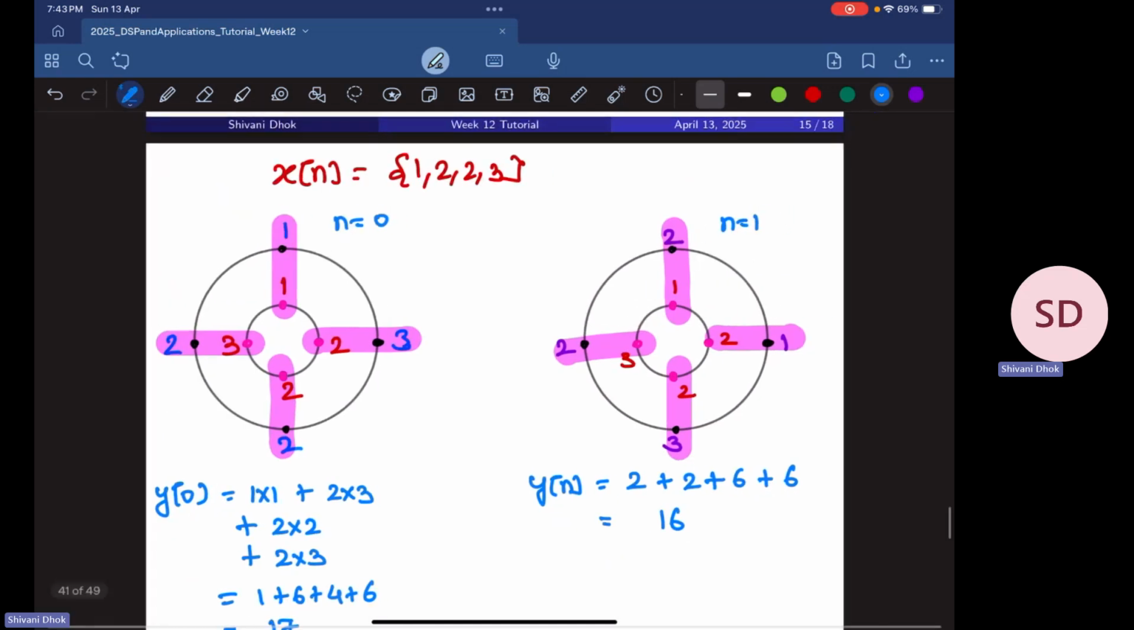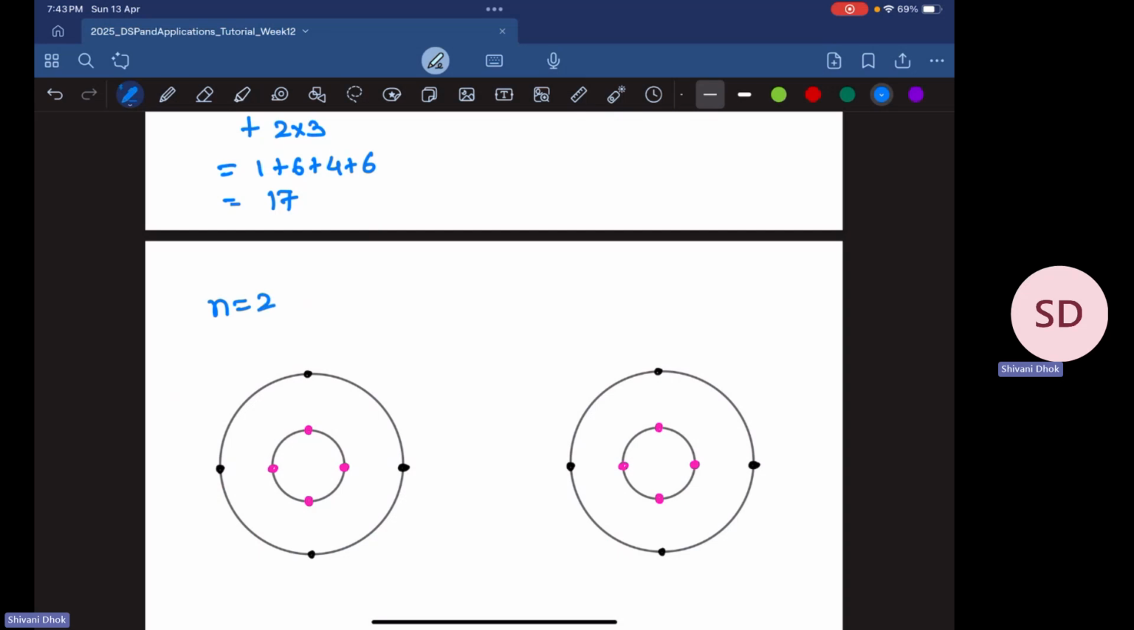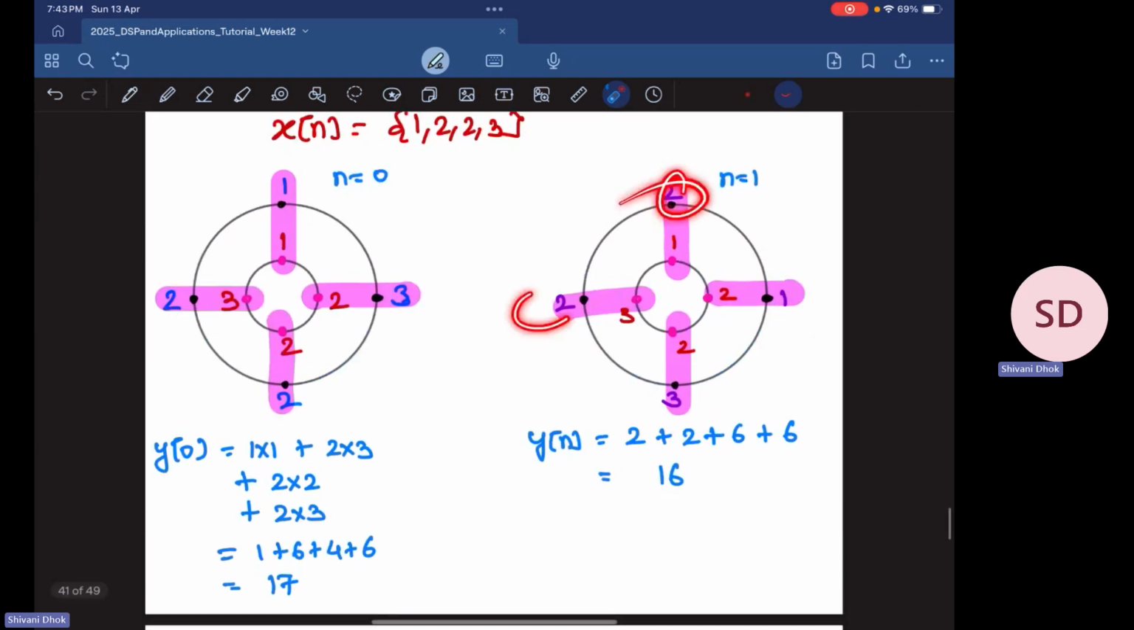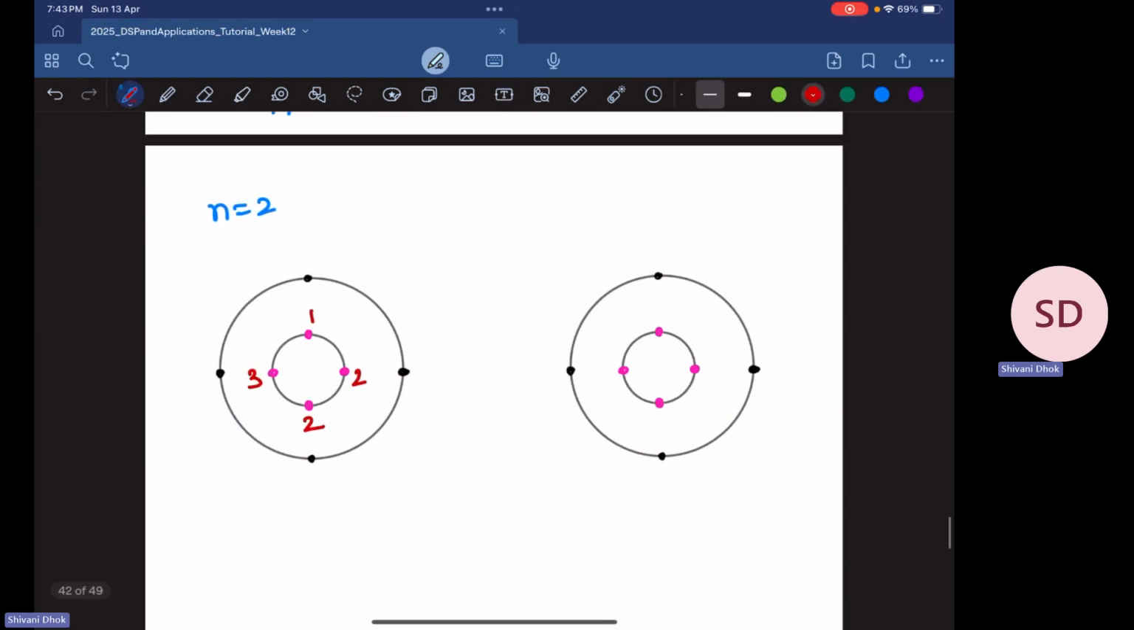Now let us figure out what happens when my n equal to 2. Again same story, the inner circle remains as it is. Now I have shifted the original signal by 1 unit in this direction. So we had got 1, 2, 2, 3 here. Now again I'll shift it in this direction by 1 unit. So now this 1 should appear here. So what I get? Now I get a 1 here, then 2, 2, 3, and now I'll have a multiplication like this.